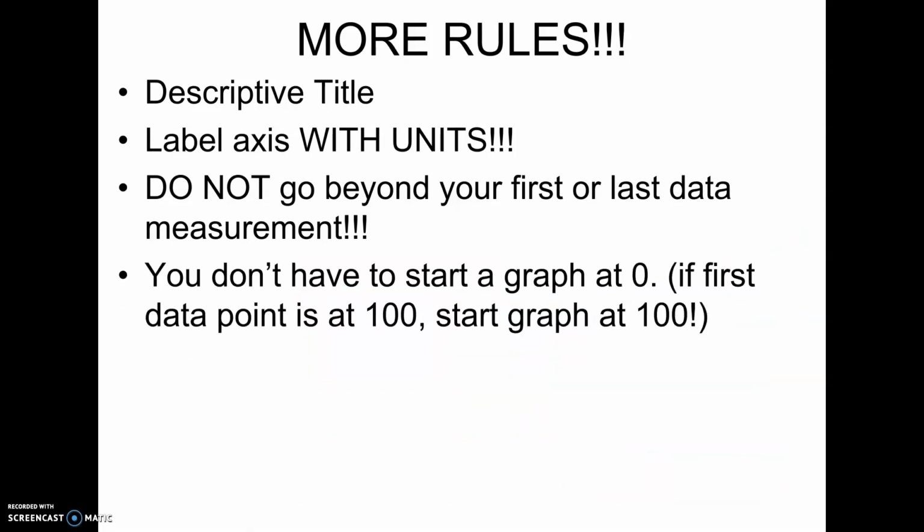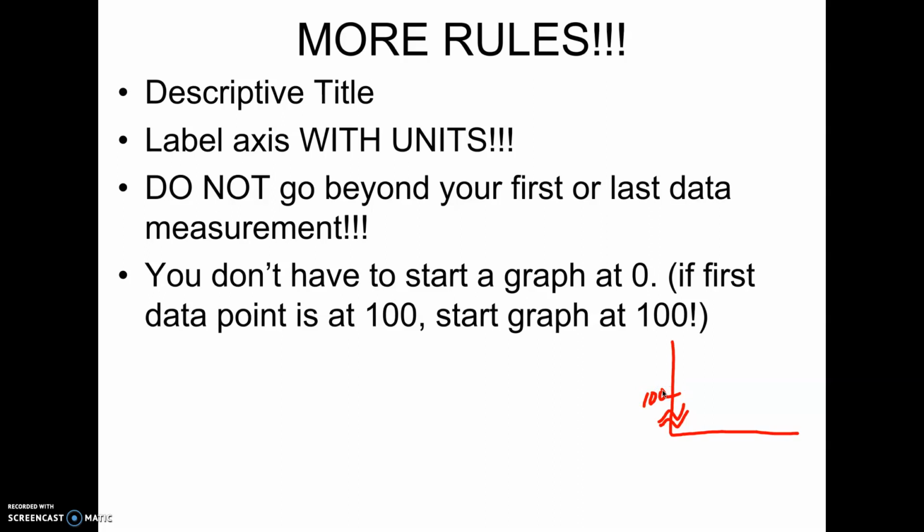Also, a graph doesn't have to start at 0. You can make a break. So let's say your first data point's at 100. It would be ridiculous to try to start your graph at 0 and then make a scale that goes all the way to 100, and now your line is like this little tiny thing. It's silly. So what you can do is you can either just start with 100 down here, or what a very common thing people will do, if they want to start it much higher, is do that. Make a little break and start with 100 there.